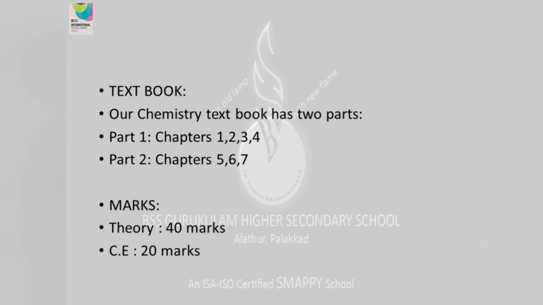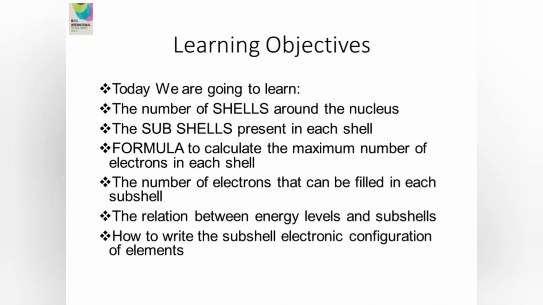Learning objectives. We are going to learn the number of shells around the nucleus, the subshells present in each shell, the formula to calculate the maximum number of electrons in each shell, the number of electrons that can be filled in each subshell, the relation between energy levels and subshells, and how to write the subshell electronic configuration of elements.